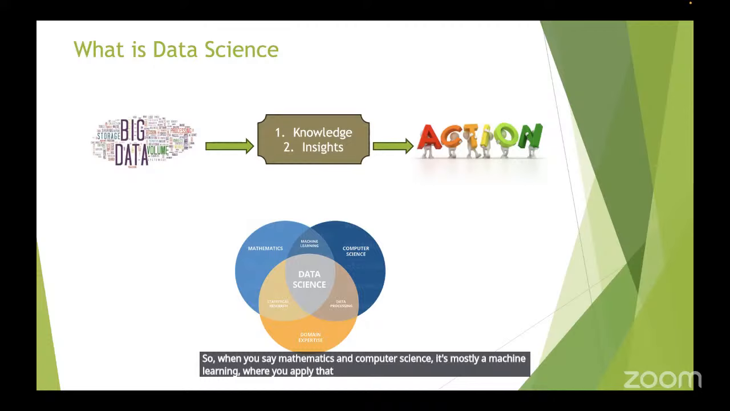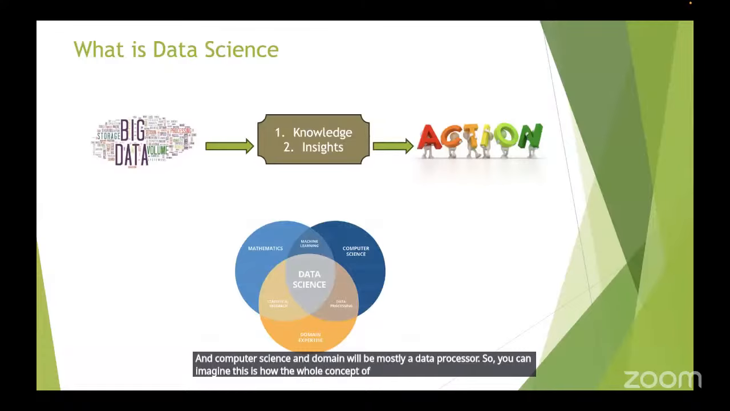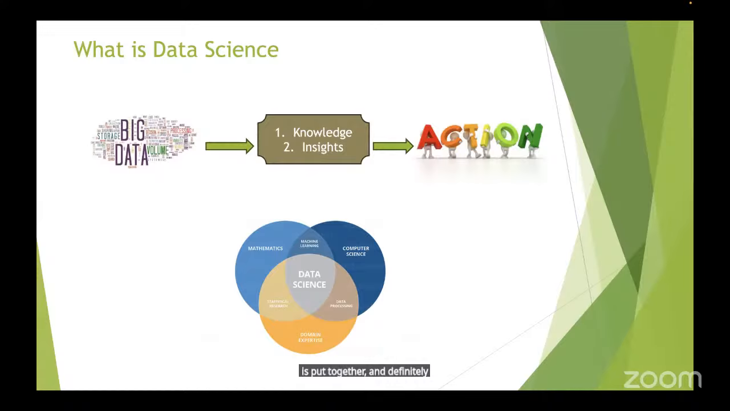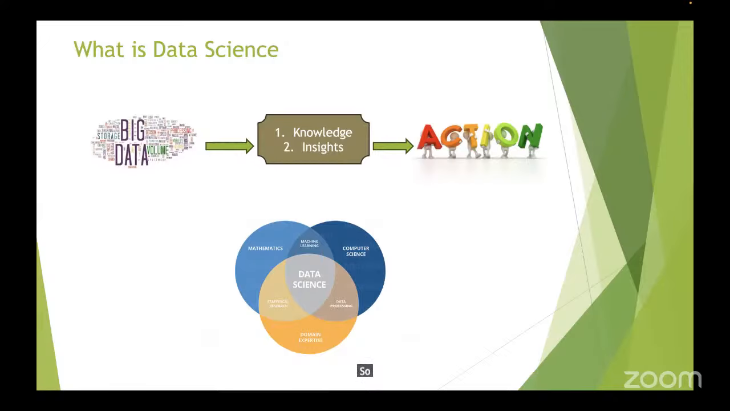And when you say mathematics and domain, you'll be using statistical analysis, and computer science and domain will be mostly data processing. So you can imagine this is how the whole concept of data science is put together, and definitely all these are required in order to develop any of the data science projects. So basic things are needed: mathematics, computer science, and once you get into the industry, you'll get the domain knowledge. So this is the basic definition of data science.